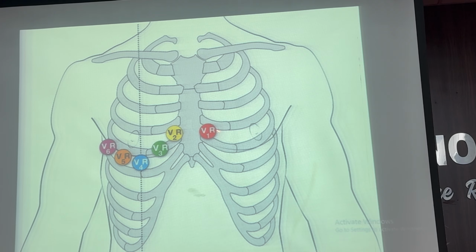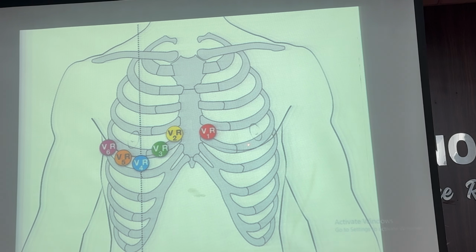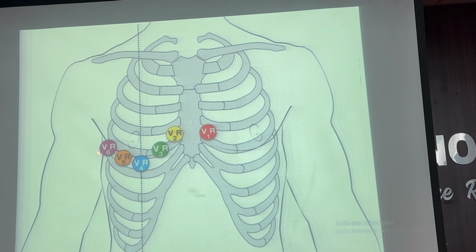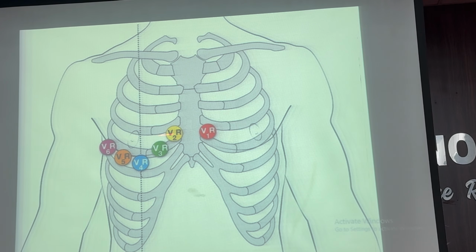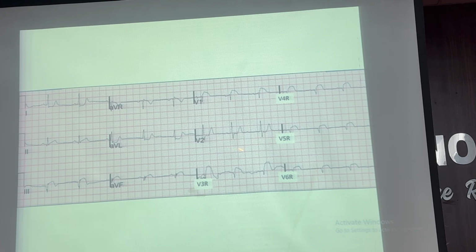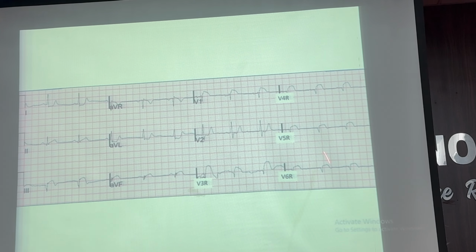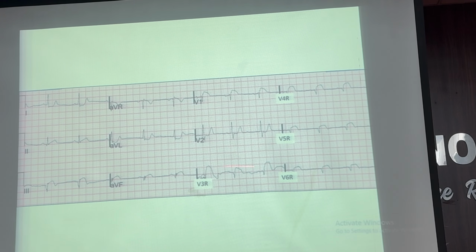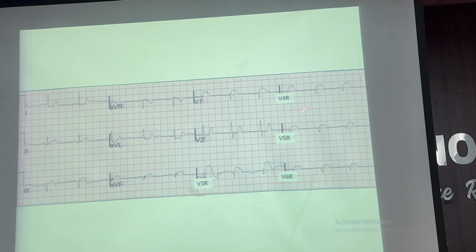Basically, the right-sided leads are just the mirror image of the left-sided chest leads. So same locations, but placed on the right side. V1 and V2 are already there, so they are switched. Otherwise, it's V3R, V4R, V5R, V6R. Okay. So here you can see that the right leads have been taken, and it shows the ST elevation. So this is a clear inferior STEMI with associated RV infarction, and you can see obviously the reciprocal changes as well.